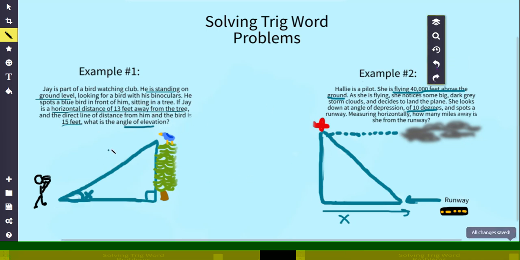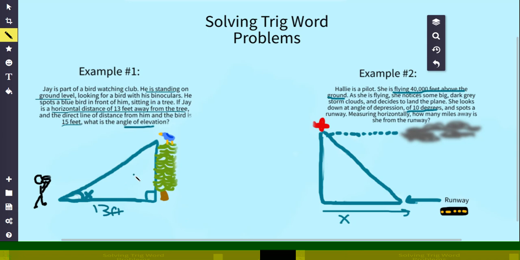And it says he is a horizontal distance of 13 feet away from the tree. So a horizontal distance of 13 feet away from the tree. That means horizontal, that would also be this bottom leg. So this would be 13 feet away horizontally. Now if it said vertically, it would be going up like this. It would be on this side, but it says horizontal distance. So we would just put 13 on the bottom of our triangle.